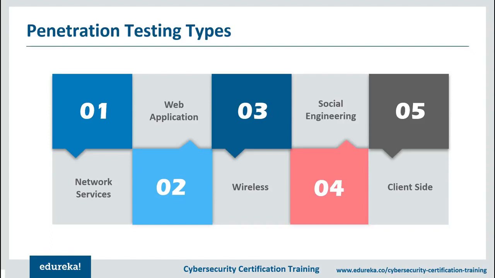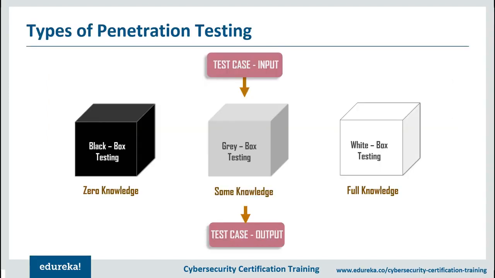Well, this is one way of categorizing penetration tests. Now there are two more ways. One is based on knowledge of the target, and the second one is based on the position of the penetration tester. So based on how much information a penetration tester knows, we have black box, gray box, and white box. So let's begin with white box.